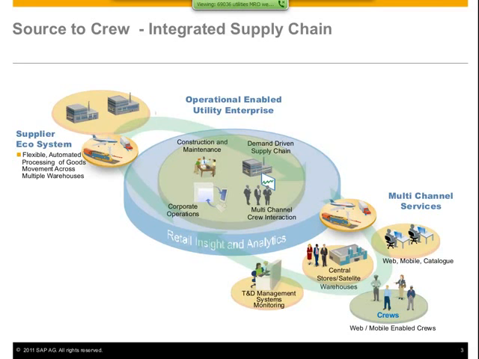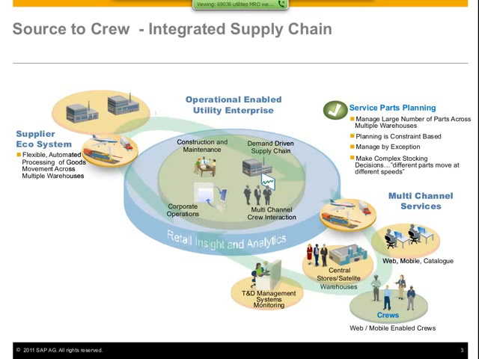Westernacher has built a pre-configured plant maintenance solution for utilities that includes service parts planning and extended warehouse management. So those are two areas that we're going to focus specifically on today. SAP service parts planning is a key area for utilities. SAP has decades of experience helping utilities of all sizes reduce investment in the supply chain while simultaneously ensuring they have the right part at the right time to the right person.